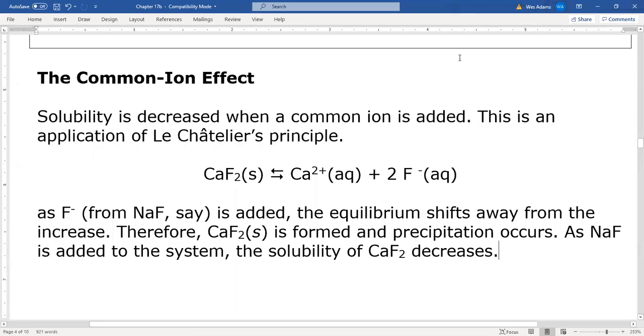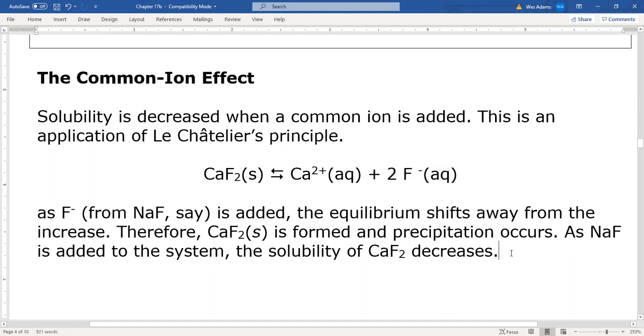Okay, let's talk a little bit about the common ion effect. It's a consequence of Le Chatelier's principle. That is, if I've got this calcium fluoride and I add fluoride, say from sodium fluoride, where the sodium's not going to affect the equilibrium at all, just some spectator ion, the equilibrium is going to shift away from the increase, which is the fluoride ion. And so it'll shift towards the formation of more solid calcium fluoride.